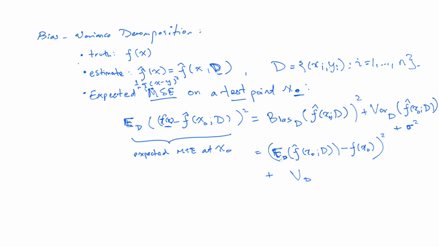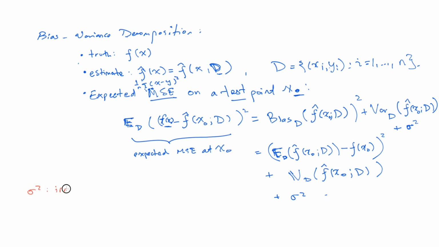When I write this D, by the way, I'm going to explain that in a minute, but I mean that we're taking the expectation over data sets. So it's like the concept I talked about before. And the variance of the estimator, plus sigma squared.